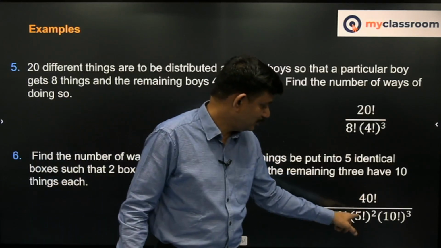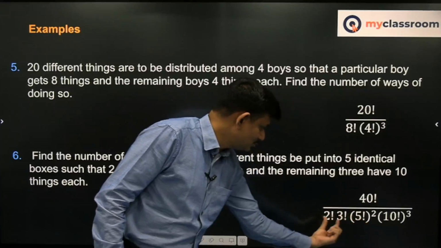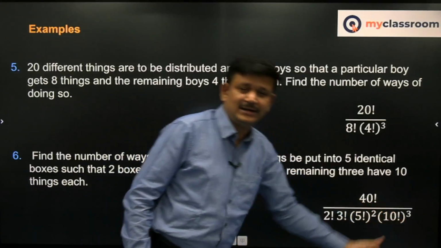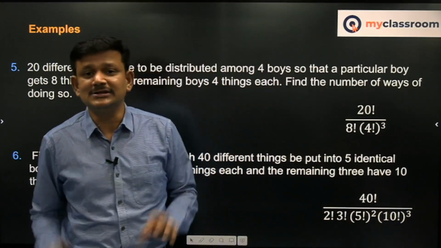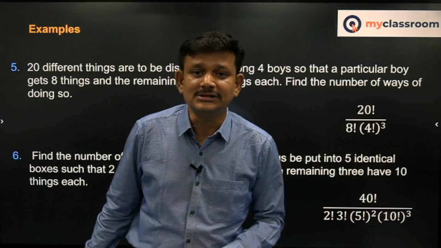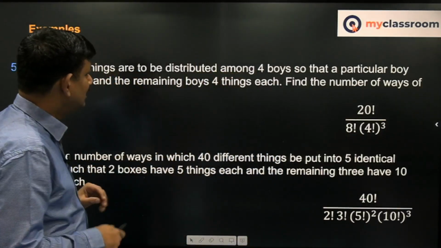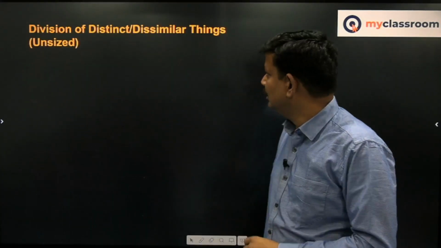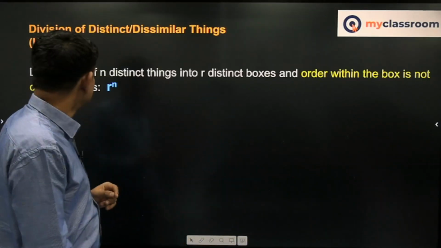So, 40 factorial by 5 factorial whole square and 10 factorial whole cube, and because these 2 sizes are equal, I have to divide by 2 factorial, and because these 3 identical boxes are having the same sizes, I have to divide by 3 factorial. This is how you can handle all the questions in divisions and distributions where the things are different and the sizes are given. Let us say the sizes are not given, then there will be 2 important varieties of questions.